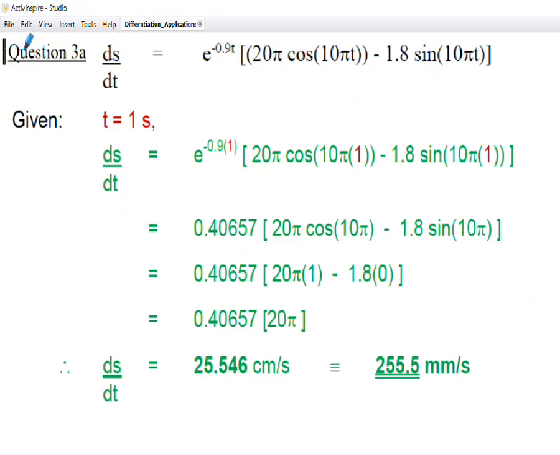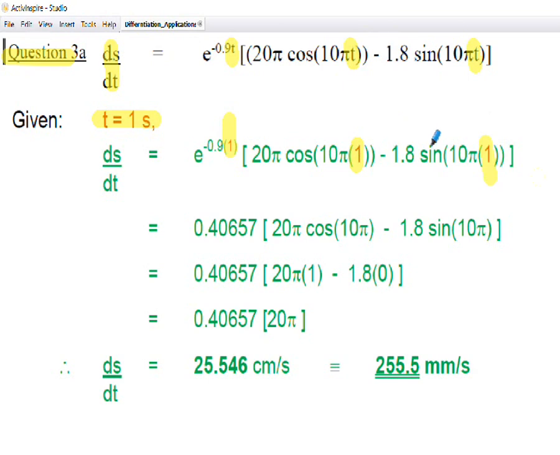Okay, question 3a continued. I just repeated my ds by dt equation for convenience here. Now it's all about using the equation. We've got to find the velocity, ds by dt, in this question, when time t is equal to 1 second. All we do now is put the value of 1 where we see a t in the ds by dt equation. So we see t's here, we put a 1 for the t. That's all we're doing here.